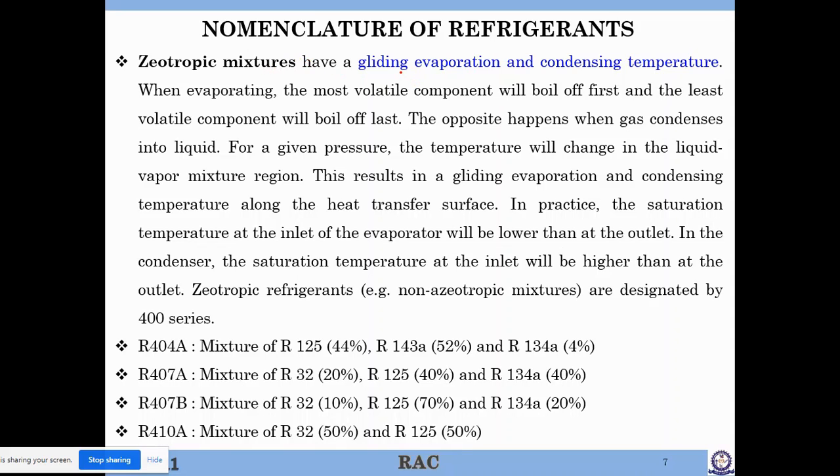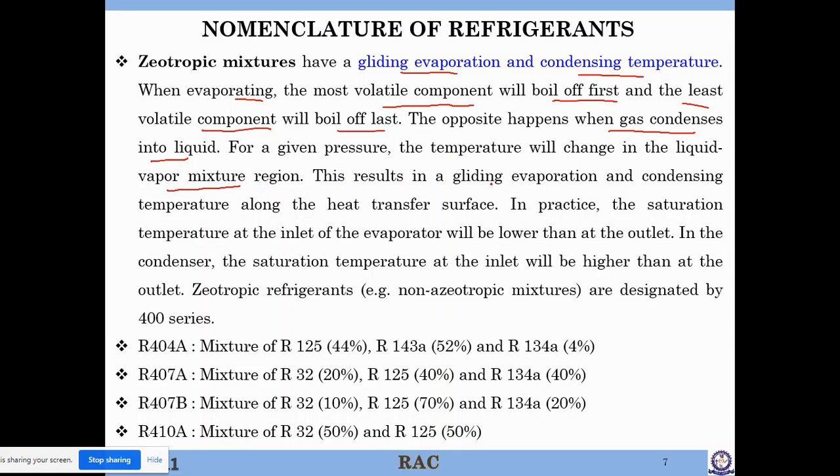Zeotropic mixtures have gliding evaporation, meaning the evaporation and condensation temperature changes. There is a change during evaporation and condensation. When evaporating, the most volatile component will boil off first and the least volatile component will boil off last. The opposite happens when gas condenses into liquid. For a given pressure, the temperature will change in the liquid-vapor mixture region. However, it was constant for azeotropic mixtures.